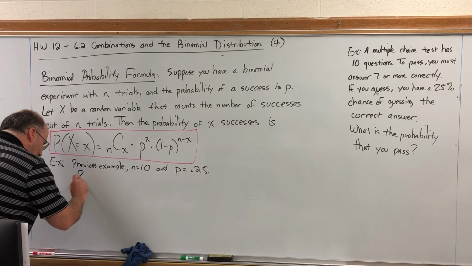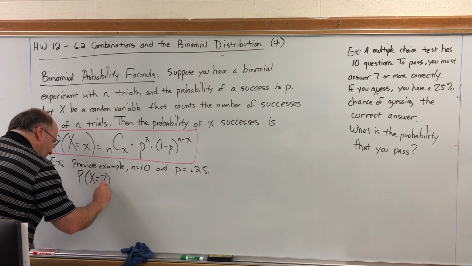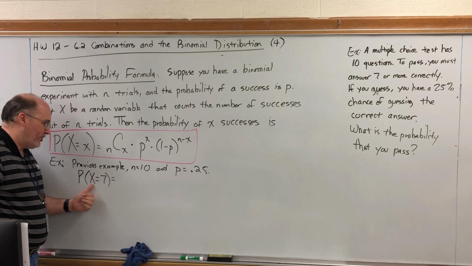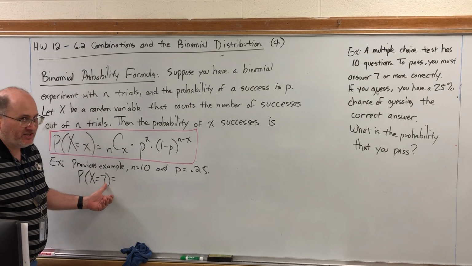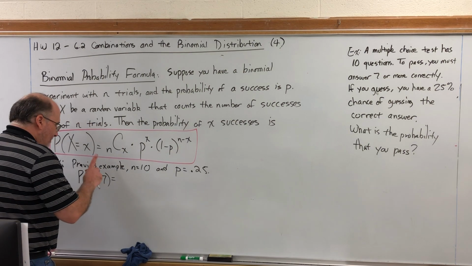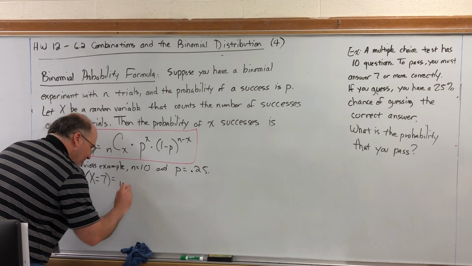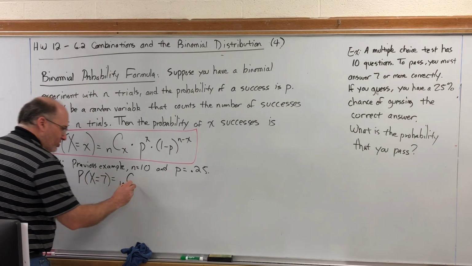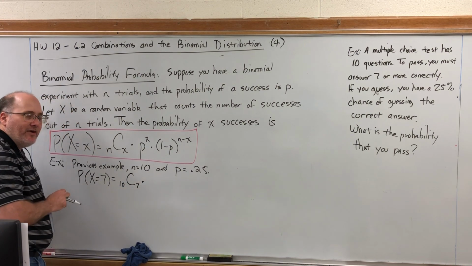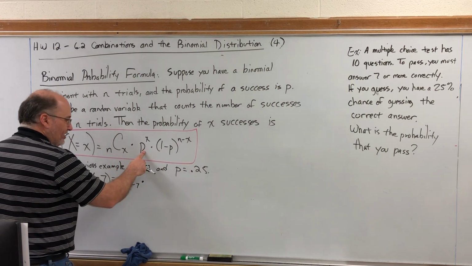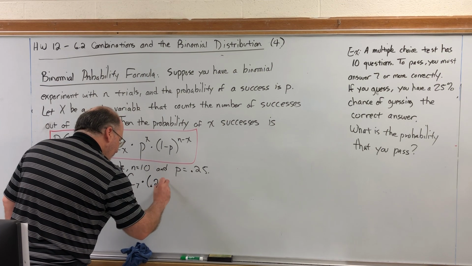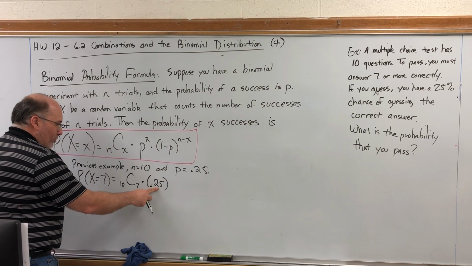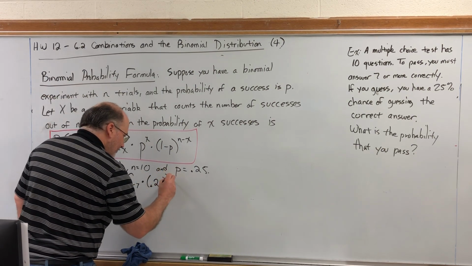So if we want to know the probability that capital X is equal to 7, remember, X is counting the number of successes, so this is saying the probability that the number of successes is 7, so we successfully answered 7 questions, would be n, which is the number of trials, so 10, combinations, capital C, little x, which is the number of successes, 10C7, we've already figured that out in the previous video, times the probability of a success, which is 0.25, raised to the power that matches the number of successes. So 25% of the time we're going to get a success and we want to get 7 of them.